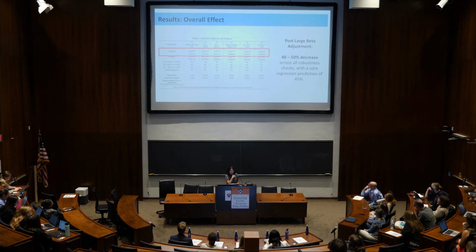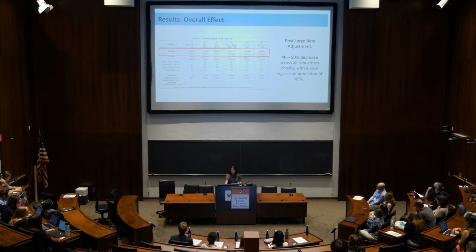And so after running these regressions, to answer the question of what was the overall magnitude, what was the overall effect of the competitive bidding policy across all products, I'm able to find, across all these various robustness checks, about a 40 to 50% decrease, with my core model giving a prediction of about a 45% decrease.